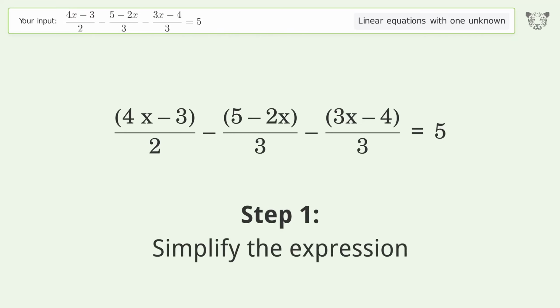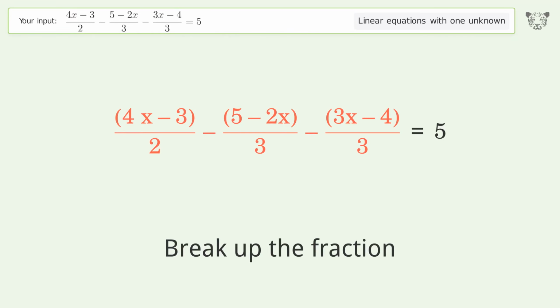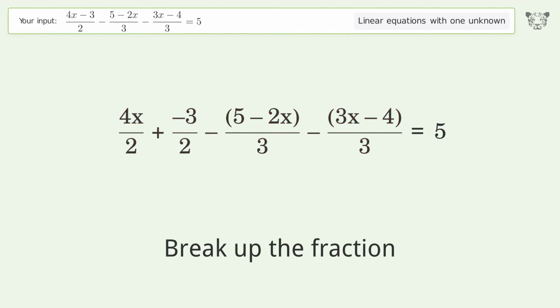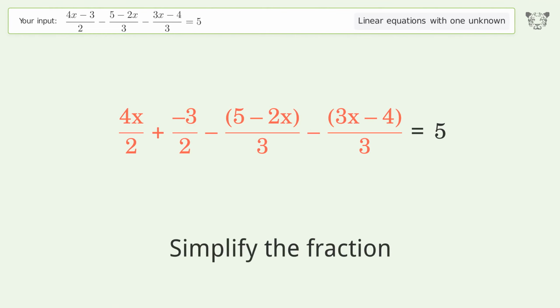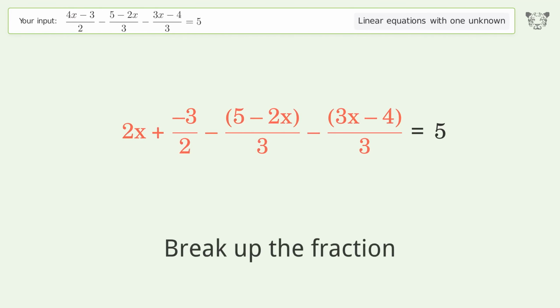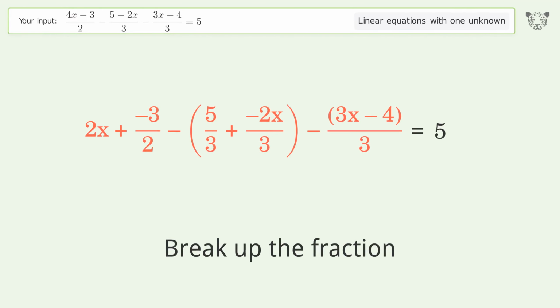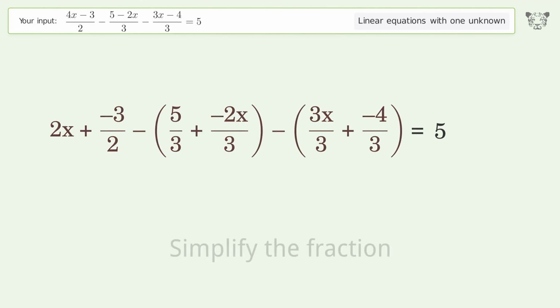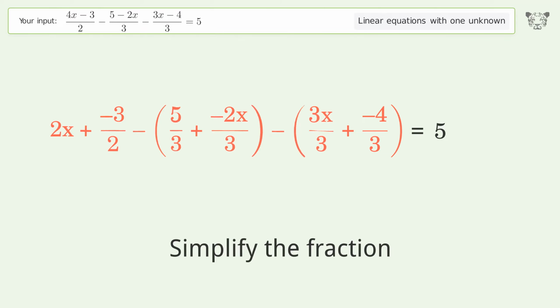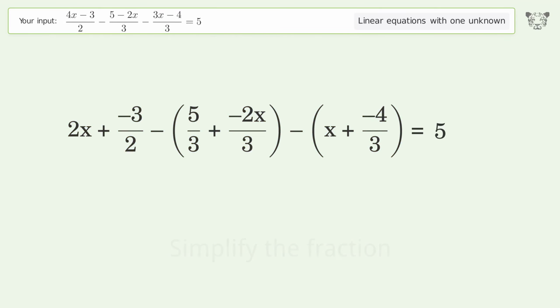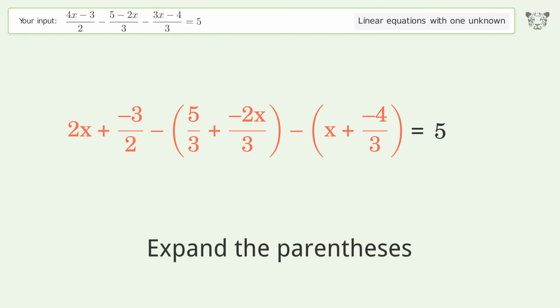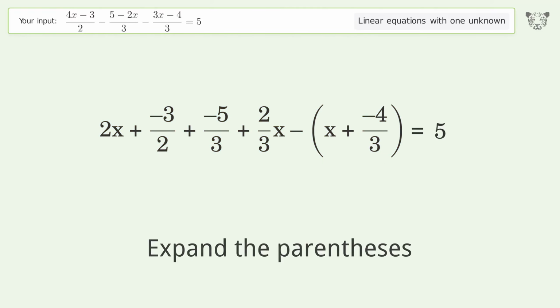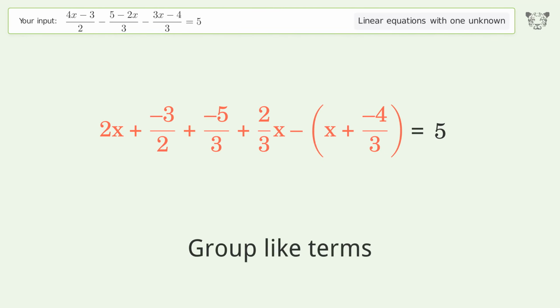Simplify the expression. Break up the fraction. Simplify the fraction. Break up the fraction. Simplify the fraction. Expand the parentheses. Group like terms.